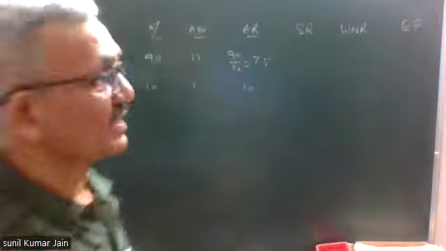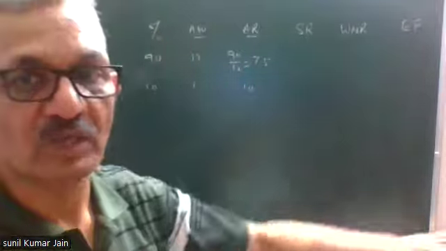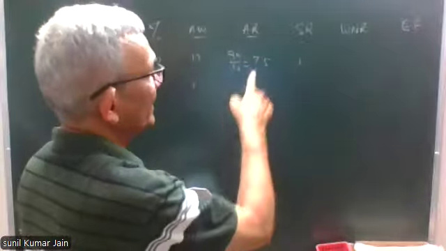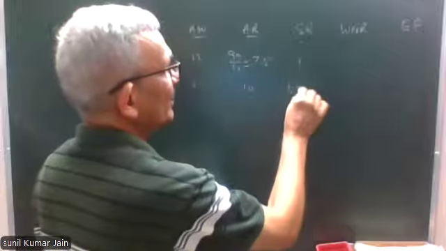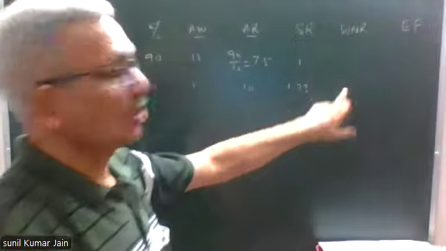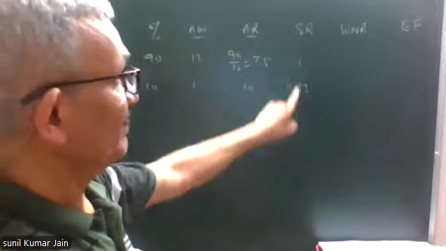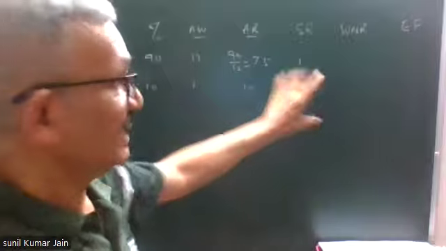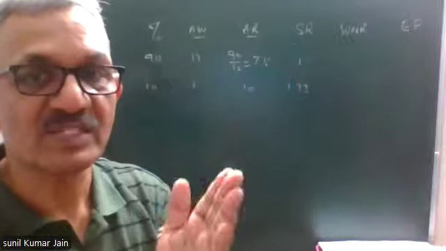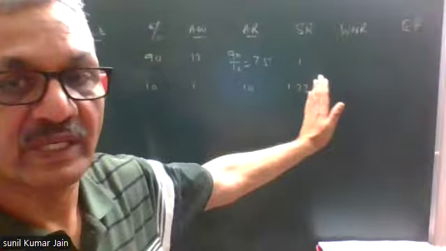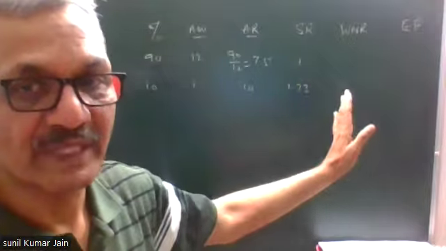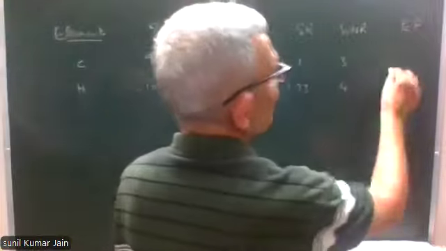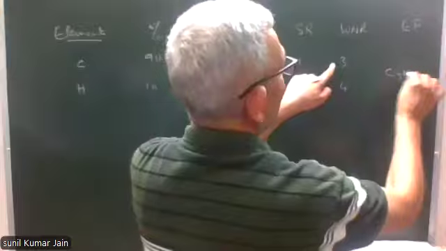Now, simplest ratio is divide these values by the smallest value. So 7.5 divided by 7.5, 1. 10 divided by 7.5 will be 1.33. Now, this column is to be used only if minimum one of these values is a fraction. Now, this one is a fraction. Now, we'll multiply both these values by such a smallest number that they are all converted into whole number. So, multiply by 3, it becomes 3 and 4. So, empirical formula is C3H4.